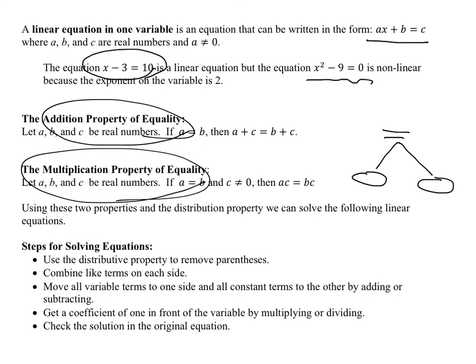All right, keeping these properties in mind, these are the steps for solving equations. We're going to distribute, combine like terms, and move all the variable terms to one side by adding or subtracting. Move all the constants to the other. What's a constant? That's a number without a variable. Make sure you get a coefficient of 1 in front of the variable by multiplying or dividing. Check your result for reasonableness.